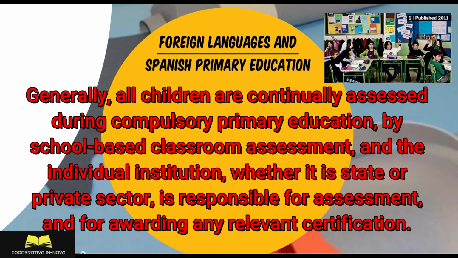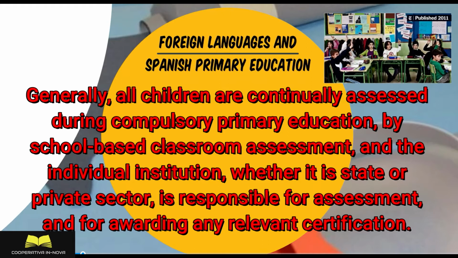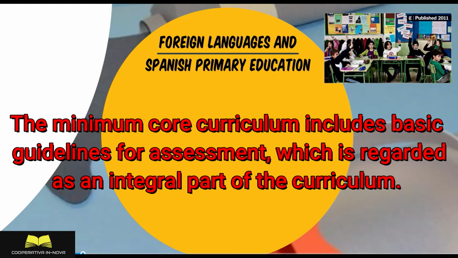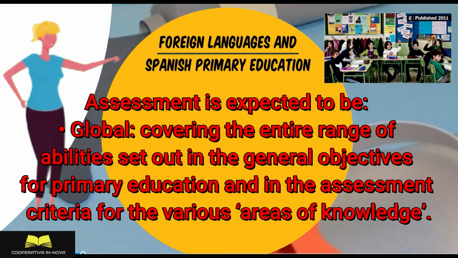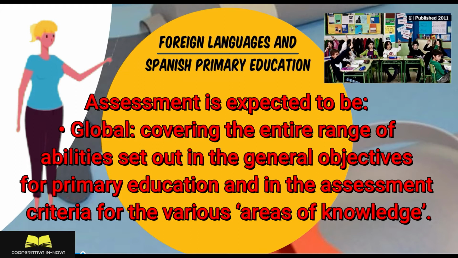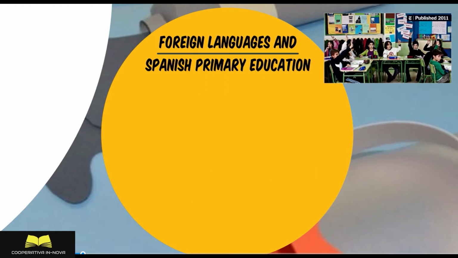Assessment. Generally, all children are continually assessed during compulsory primary education by school-based classroom assessment, and the individual institution, whether it is state or private sector, is responsible for assessment and for awarding any relevant certification. The minimum core curriculum includes basic guidelines for assessment, which is regarded as an integral part of the curriculum. Assessment is expected to be global, covering the entire range of abilities set out in the general objectives for primary education and in the assessment criteria for the various areas of knowledge.